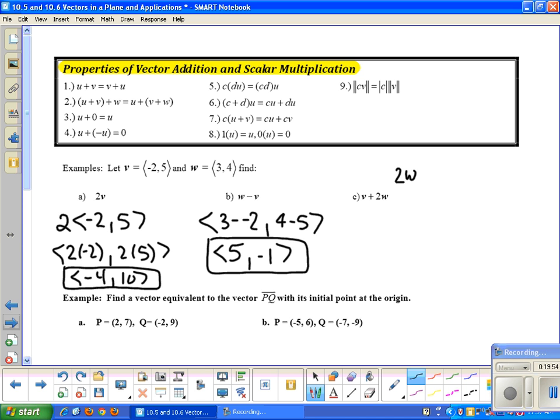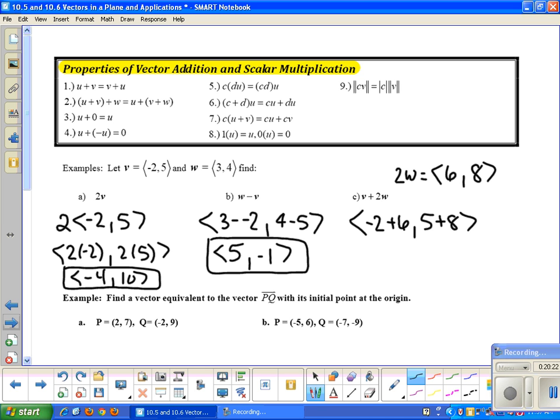So the first thing I'm going to do is 2 times vector w just to see what that is going to be equal to. So 2 times 3 gives me 6 and 2 times 4 gives me 8. So then I'm going to add this to vector v. So when I add those together, I'm going to have vector v, which is -2 plus 6, comma, and then we have 5 plus 8.